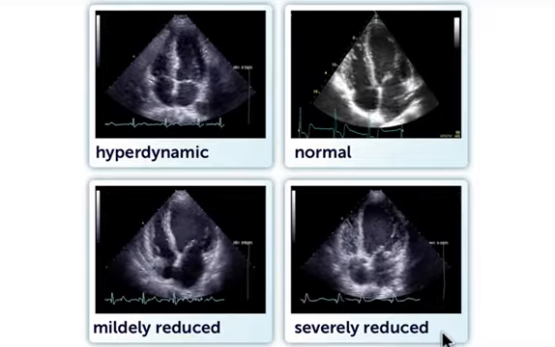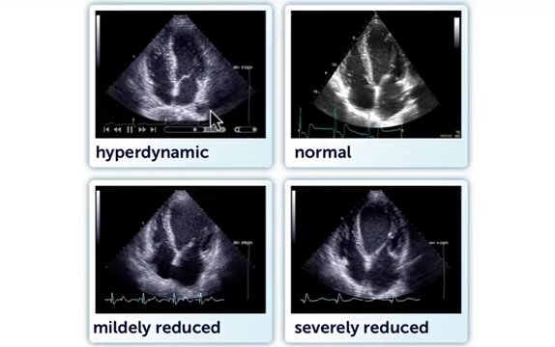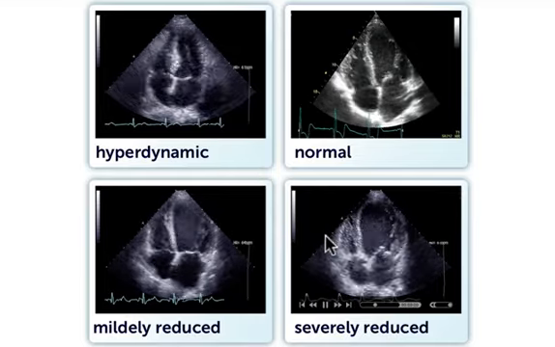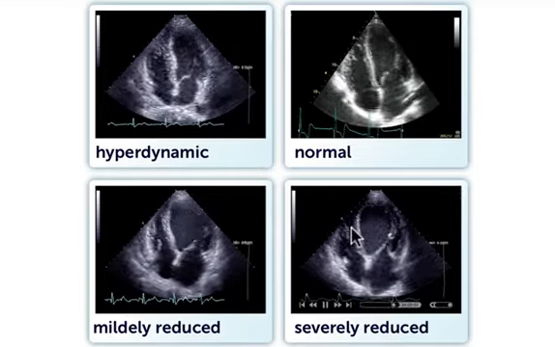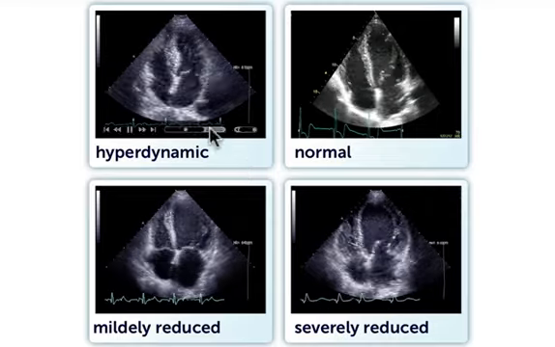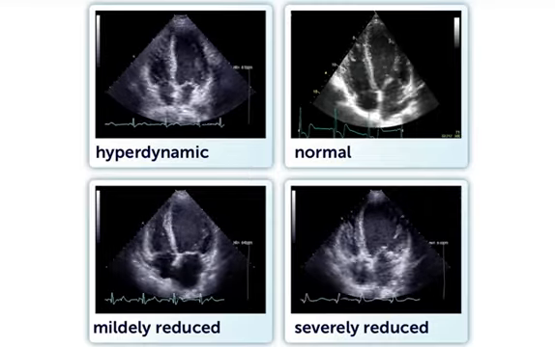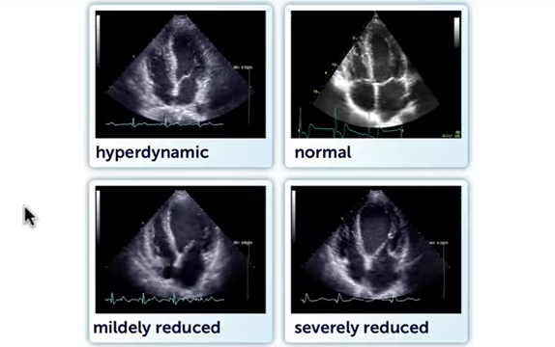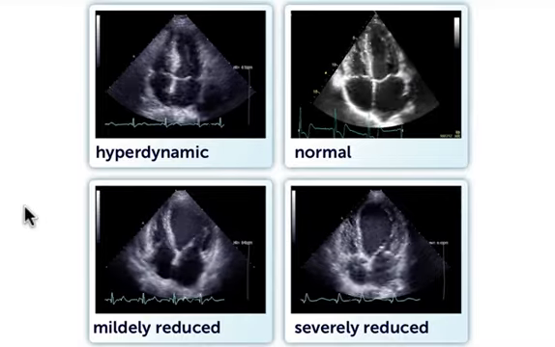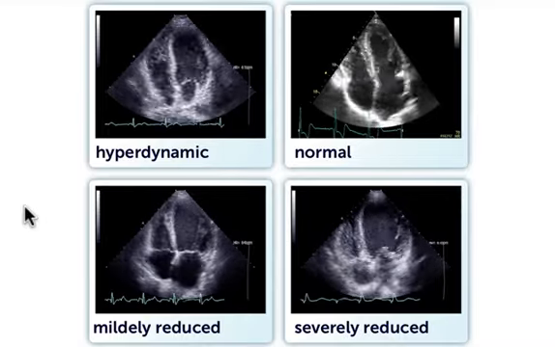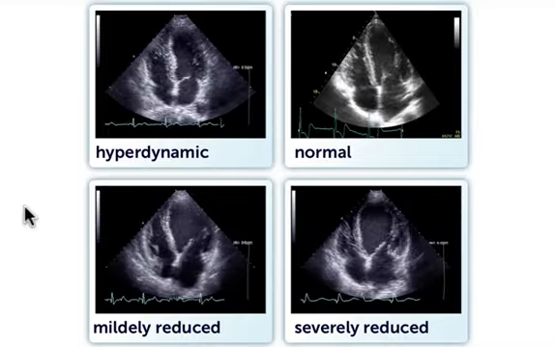You will immediately see that it is not difficult to distinguish the hyperdynamic from the severely reduced, or the normal from the severely reduced. The problem usually lies here in the middle, where you have mild or moderately reduced left ventricular functions. And especially in these cases, it will be necessary to use other modalities as well.